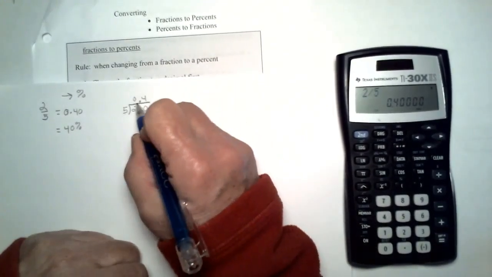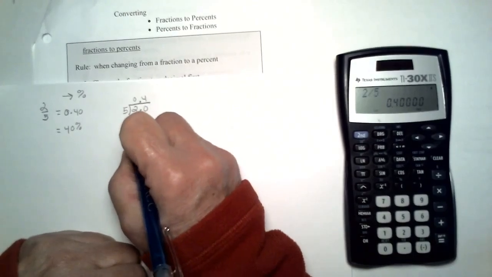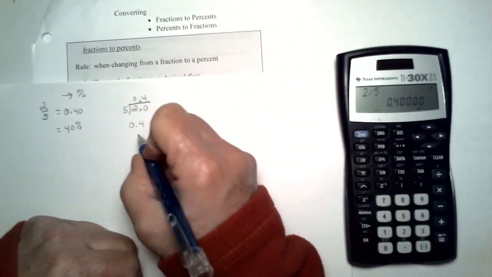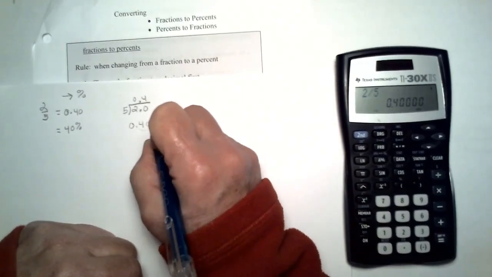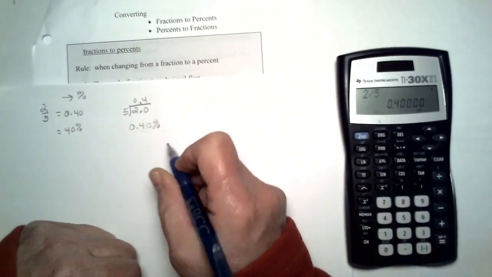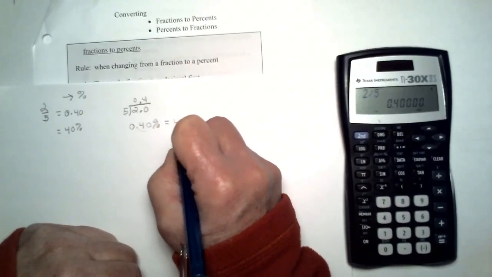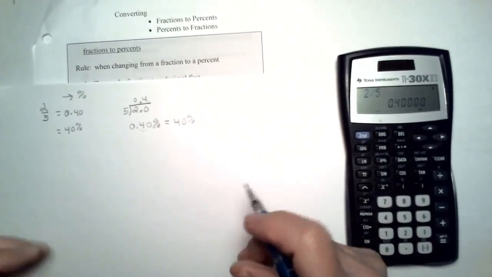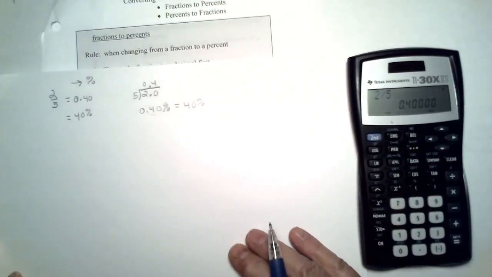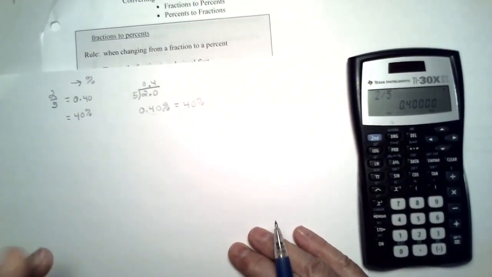Over here, once I get this answer, I'm still going to have to shift it 2 places to the right, which means I have to add a 0 and then put my percent sign on. So the answer here is still 40%.